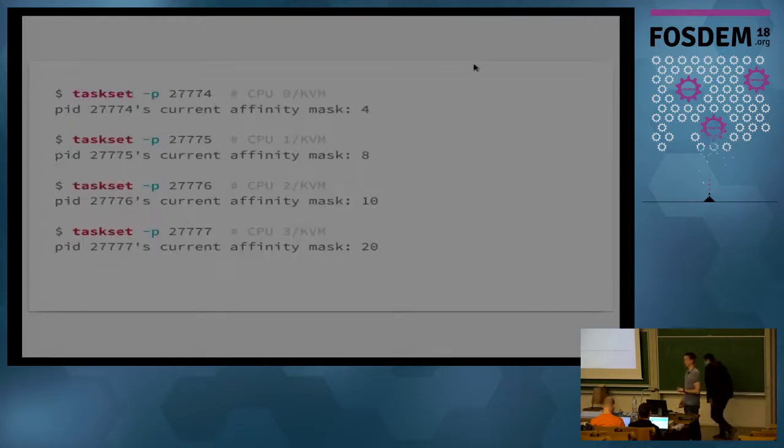And if we go and look, using the taskset command, at the pinning information for these cores, we see that in fact they are affine to host cores. And assuming you have your host configured correctly, nothing else should be running on these, which means that you're getting essentially 100% of your performance for each of your guest cores.